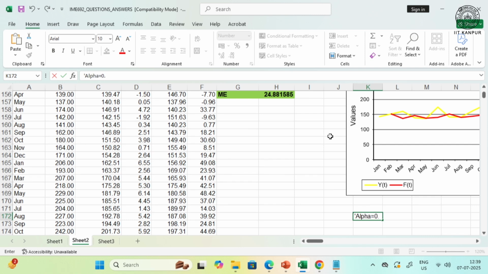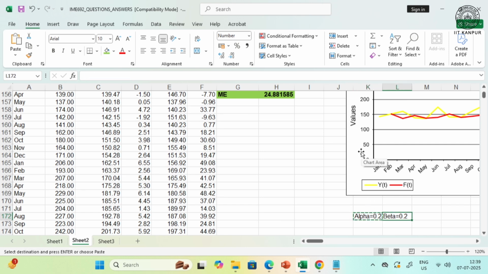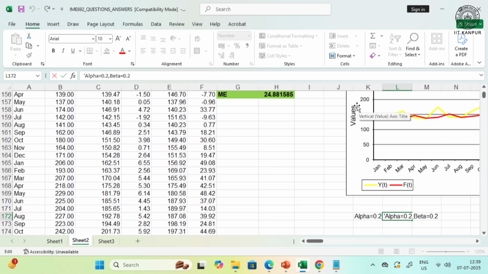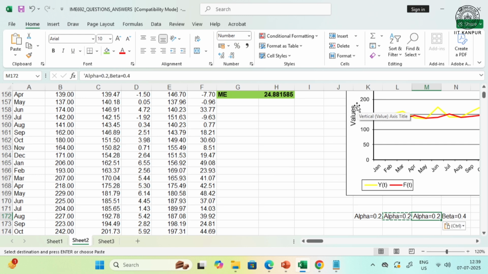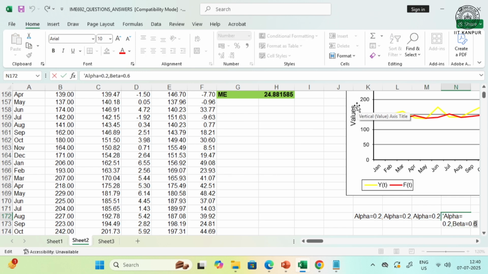Alpha 0.2 and beta, say for example, 0.2. Let me consider. The next value would be alpha 0.2, beta 0.4. So I am keeping alpha fixed and changing betas. The next value is alpha 0.2, beta 0.6, and alpha 0.2, beta 0.8.